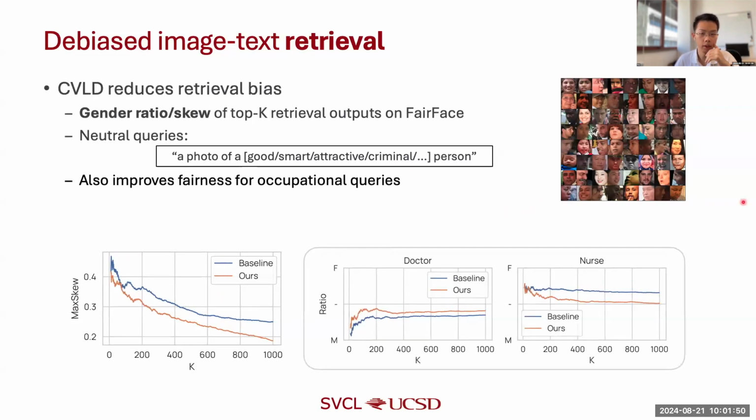We also observed improved fairness for queries involving occupations such as doctor or nurse. As you can see, the ratio of the retrieved genders is closer to a half-half split than the baseline using both queries.